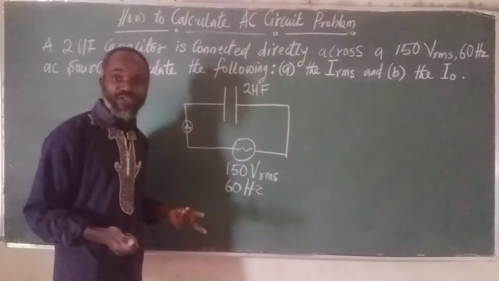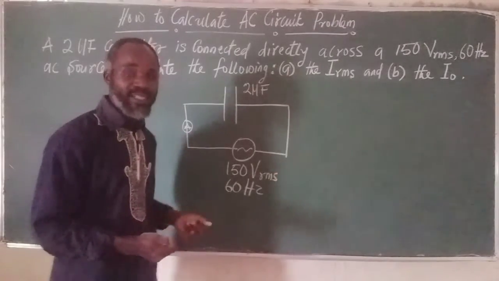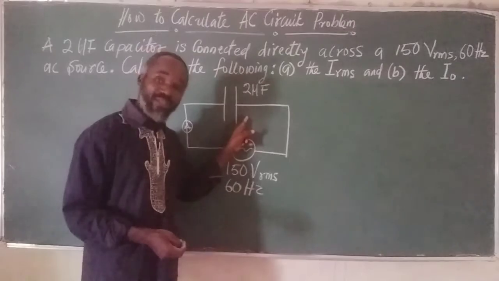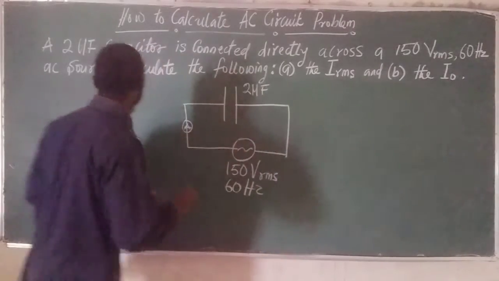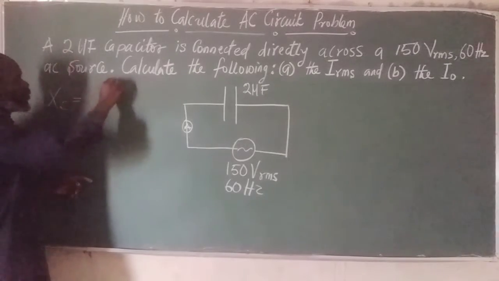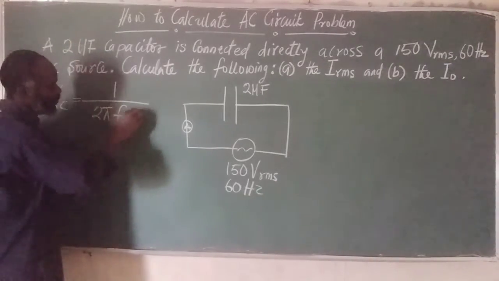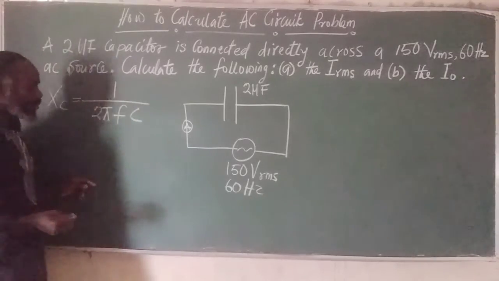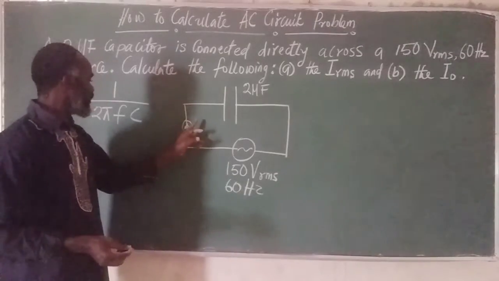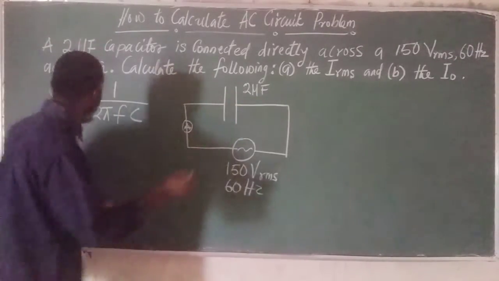The first thing we need to do is to state the formula for calculating the capacitive reactance of the capacitor given. So we do that quickly. That becomes XC equals 1 over 2 pi F C, right? We already know the frequency is 60 Hz, and the capacitor value is 2 microfarad. So we substitute accordingly.